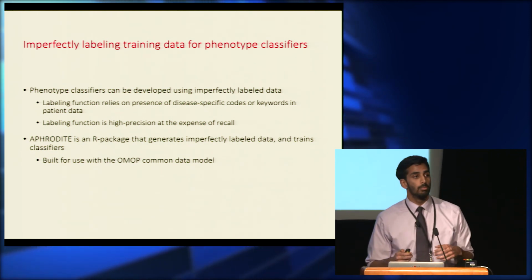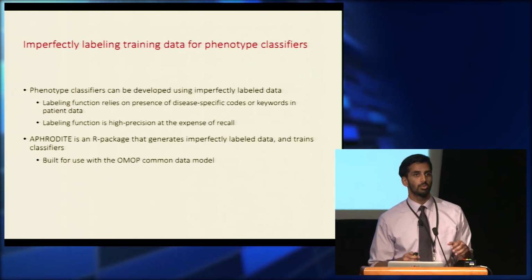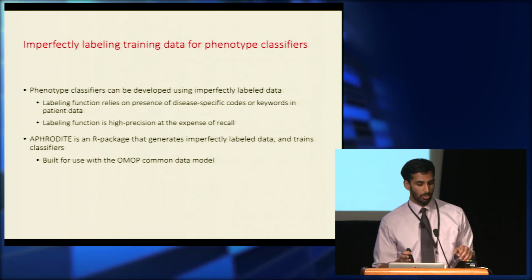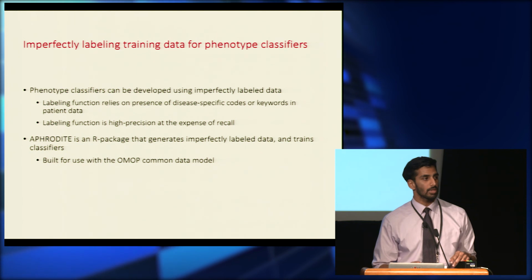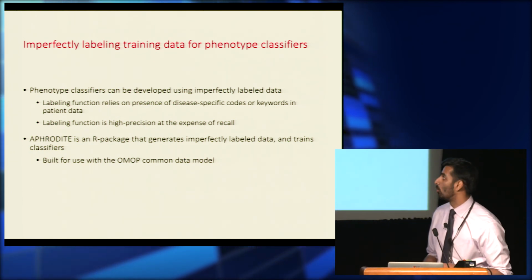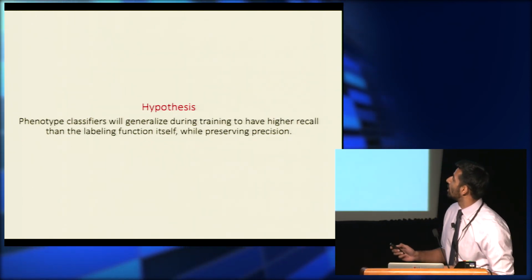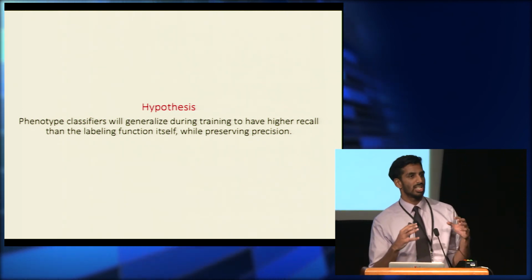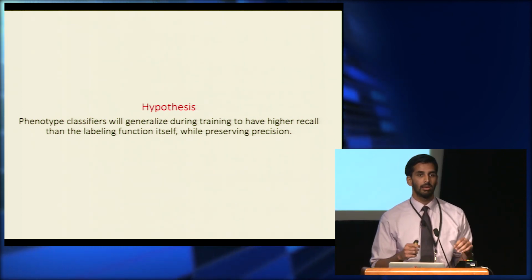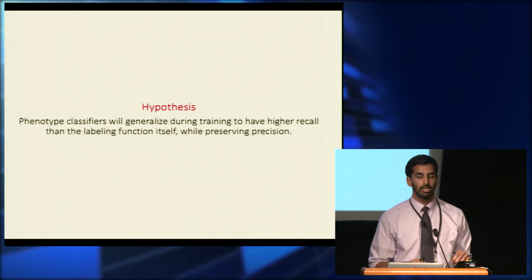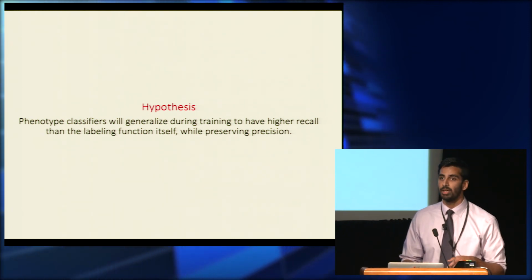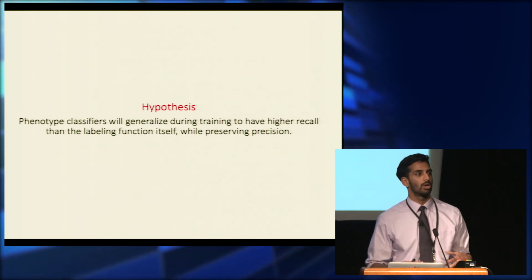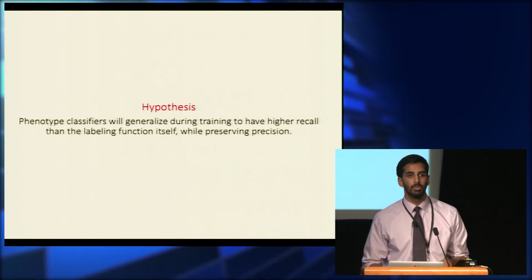So our goal for this particular project was to see basically how many phenotype classifiers we could develop really quickly and have them perform well. So the hypothesis is specifically, can we take a high precision labeling function and then build a model on top of that which maintains the high precision but gives you a recall boost? So you squeeze out a couple more cases with your model.